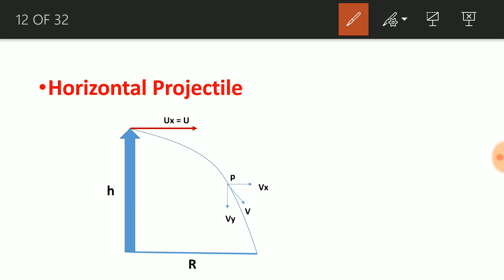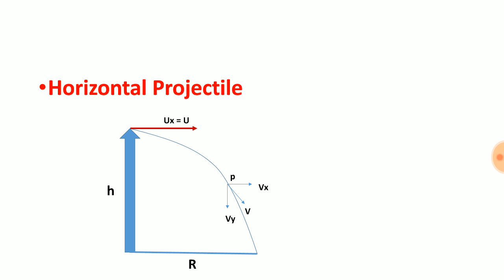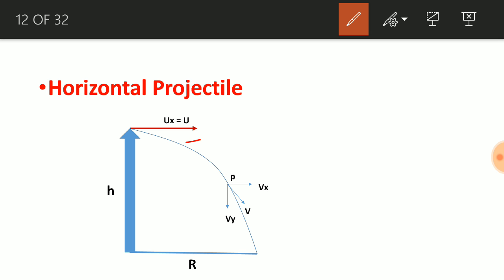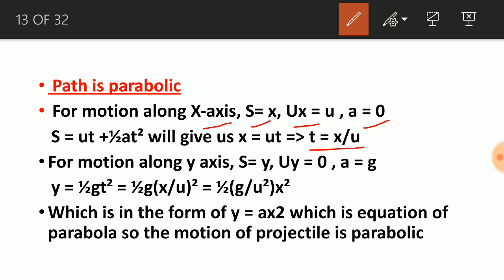Now let us see, the path of a horizontal projectile is also parabolic. Let us consider motion towards the x-axis. s will be x, ux is u, a is 0. This is also a projectile, so acceleration towards the x-axis is 0, but initial velocity is u. Now on doing that, we will get t is equal to x by u.